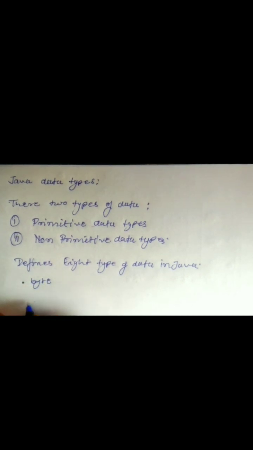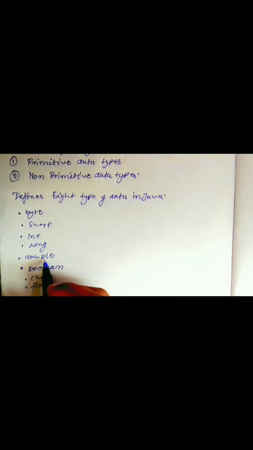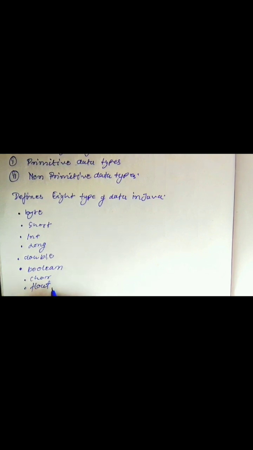First is byte, second is short, and third is int, long, double, boolean, char, float. These are the 8 primitive data types in Java, and these are the simple data types. And primitive data types are grouped in 4 groups.